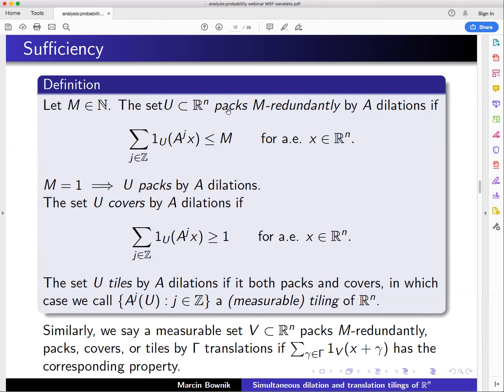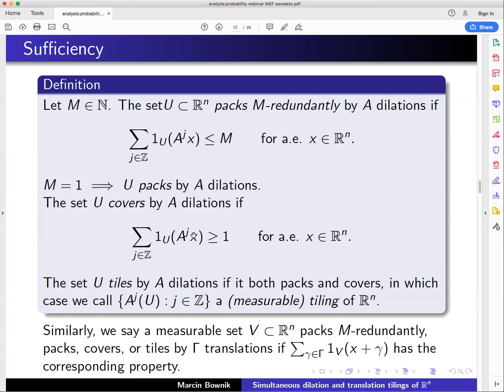First, I would like to define what it means for the set to pack redundantly, or M redundantly. This means that when you take dilates of that set, every point will be covered at most M times. This is the other way to say this: you look at the set U, look at the trajectory of A^J x under powers of A. This has to be bounded. When M equals 1, then this means that it packs by dilations. That's like different powers of dilations are disjoint.